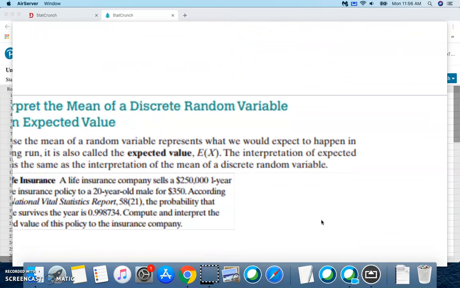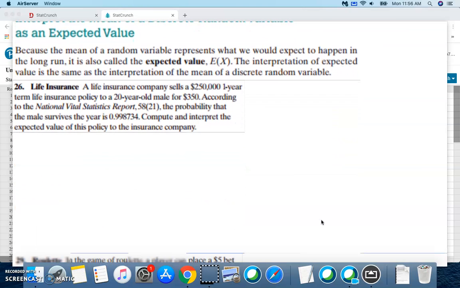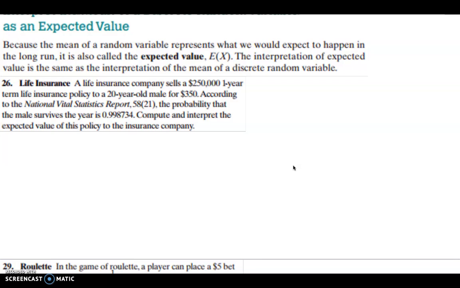Okay. So let's look at another interpretation of the mean of a discrete random variable as an expected value. So we're using this idea of expected values. Because the mean of a random variable expresses what we would expect to happen in the long run, it's also called the expected value. That's why you hear this. So we'll write E of x. The interpretation of the expected value is the same as the interpretation of the mean. So when you see expected value, that is the mean.